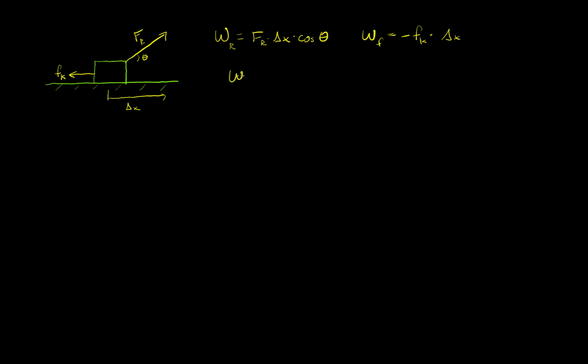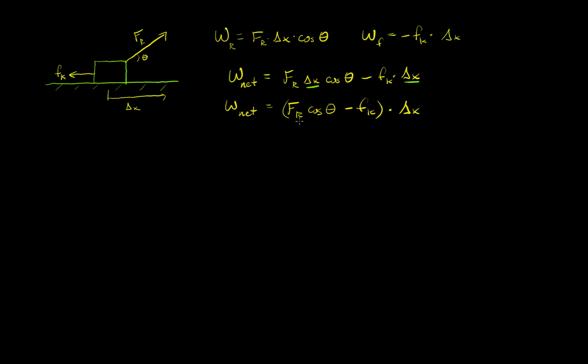So the total work, or the net work, would be this plus this. So we get the force of the rope, F_R, delta x cosine theta, minus the kinetic friction force times delta x. And if you notice, we have a delta x in both of these. So we're going to factor that out, which leaves us with F_R cosine theta minus the kinetic friction, times delta x.